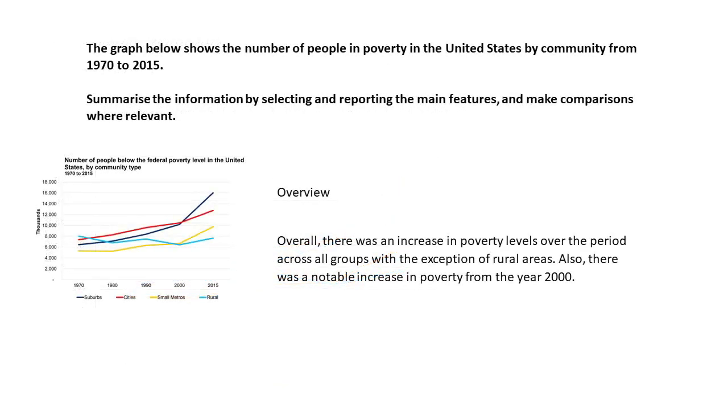I said, overall, there was an increase in poverty levels over the period across all groups, with the exception of rural areas. So remember what I said, everything goes up. So that's what I say here, overall. Now, I always say overall just to show the examiner that this is my overview, just to make it really clear. Overall, comma, everything went up. There was an increase in poverty levels over the period. But remember, rural areas didn't actually go up, so I have to include that exception, okay?